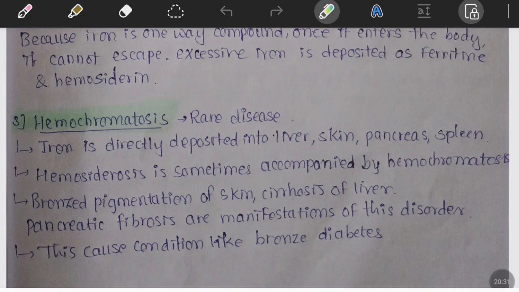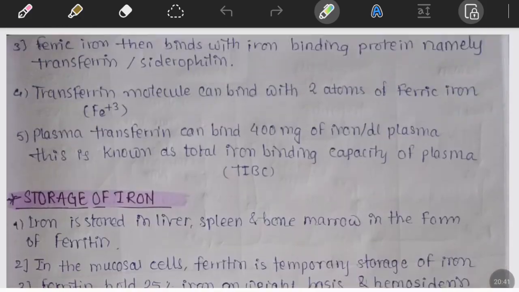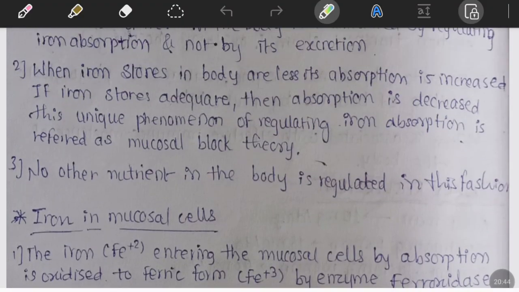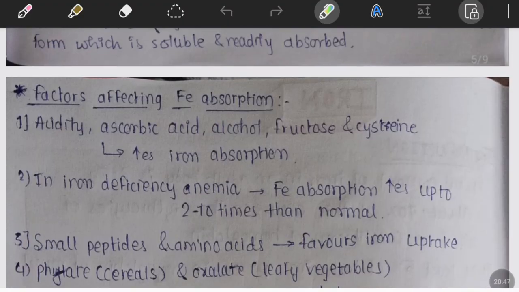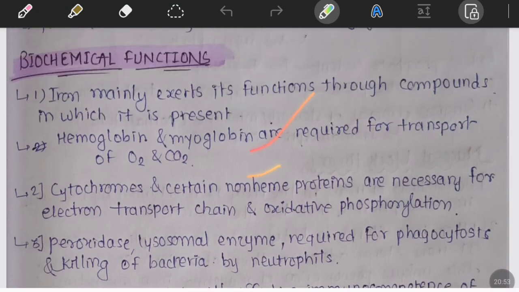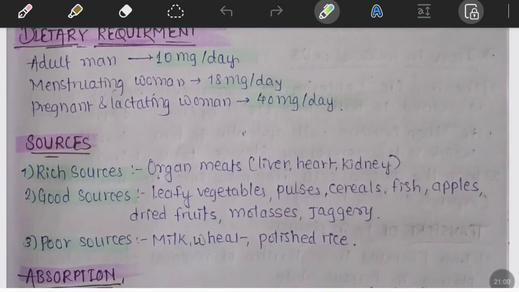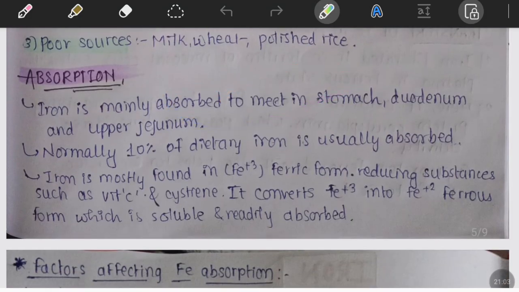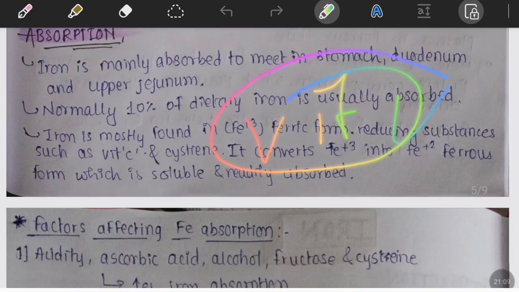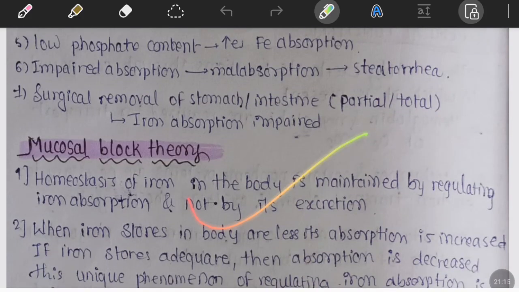Finally, we will do the rapid revision. The total body iron is 3 to 5 grams. About 70% is present in hemoglobin, and 5% is present in myoglobin. Iron functions in oxygen transport, oxygen storage, the electron transport chain, and immunity. Absorption is in the duodenum and upper jejunum, and Fe+2 is absorbed better than Fe+3. Vitamin C increases the absorption. By the mucosal block theory, iron homeostasis is controlled by absorption, not excretion.